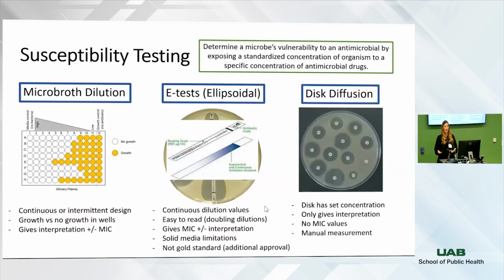We don't get a minimum inhibitory concentration that can be evaluated and adjusted based on dosing. We just get, does this antimicrobial inhibit growth or does it not? And does it do so effectively enough for us to use this drug in the clinical setting? And this is also a manual measurement, so there is some user variability with this.